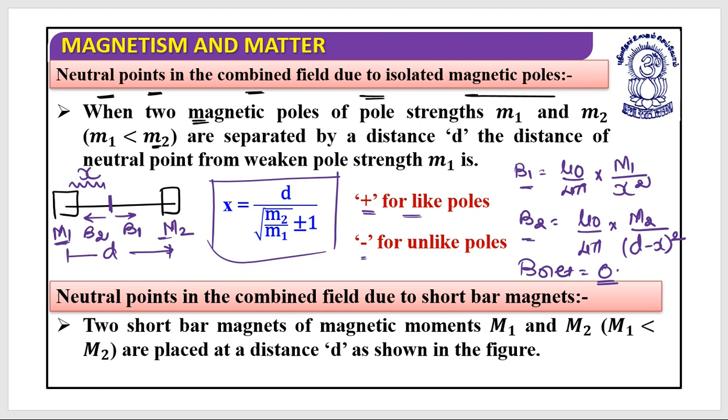But if one of them is positive, another one is negative, it's a north and south kind of thing. Yes, if one of the poles is a north pole and the other is a south pole, then it would be under root of m2 by m1 minus 1.